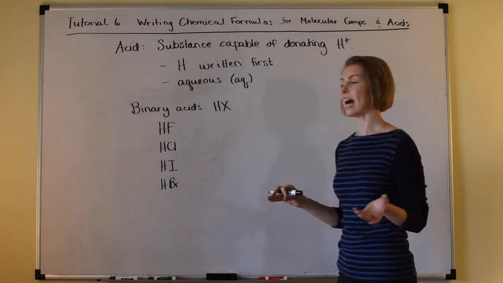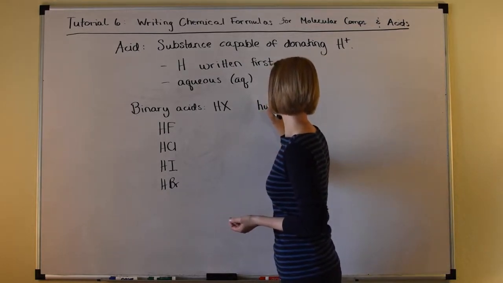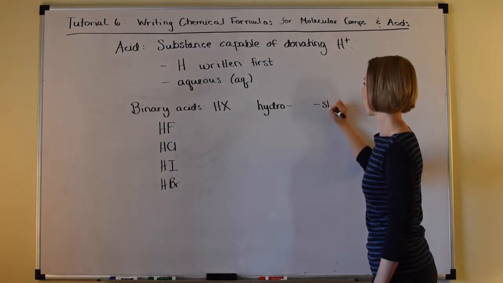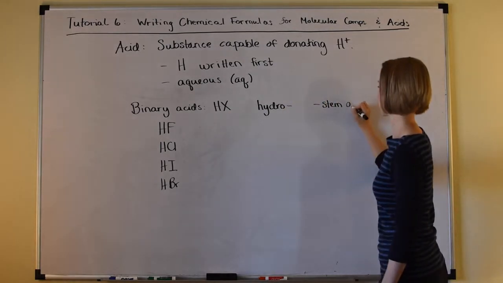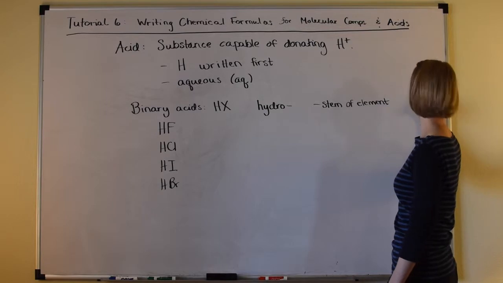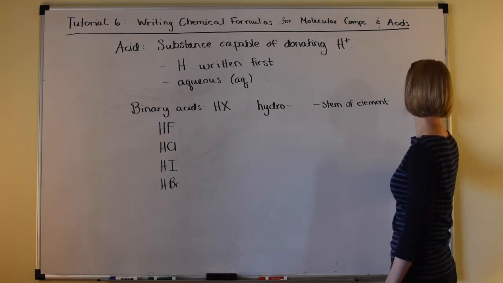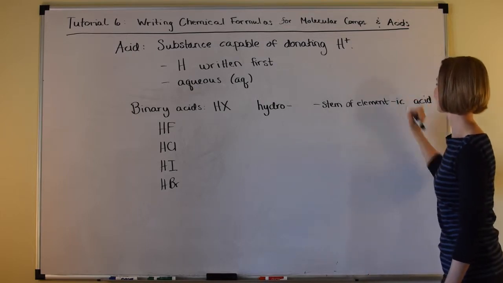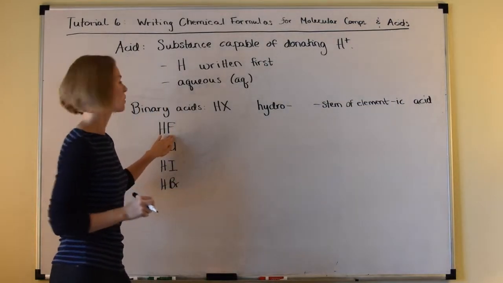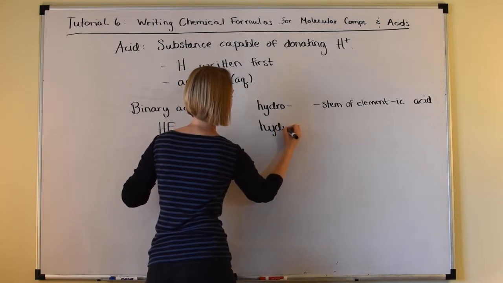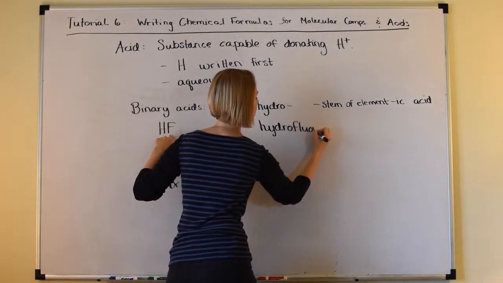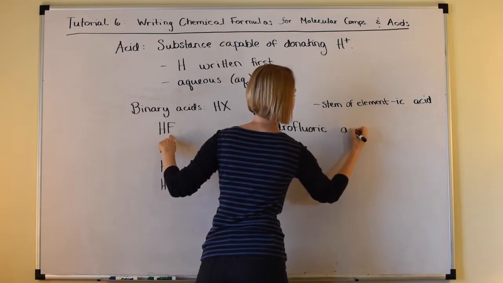Okay, so when we're naming binary acids, we are always going to start with the hydro prefix, followed by the stem of the other element, with the ic ending, and end with the word acid. So let's take HF. This is going to be hydro, fluorine is my other element, so fluor-ic, acid: hydrofluoric acid.